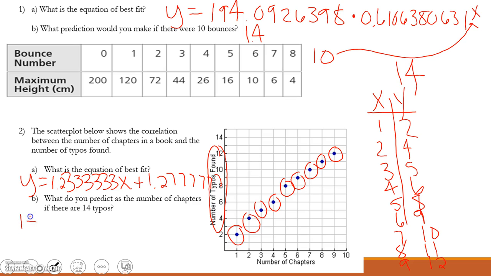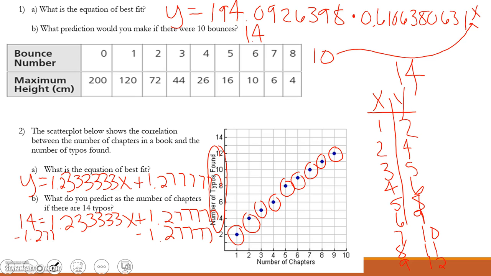So this one I need to put on paper. So I'm putting 14 as my y, and I need to solve for x. So I'm going to subtract that over, and I would get 12.7. And then I have to divide over the 1.23. And after I divide over the 1.23, I would get my x value equaling 10.3. And that's our final answer.